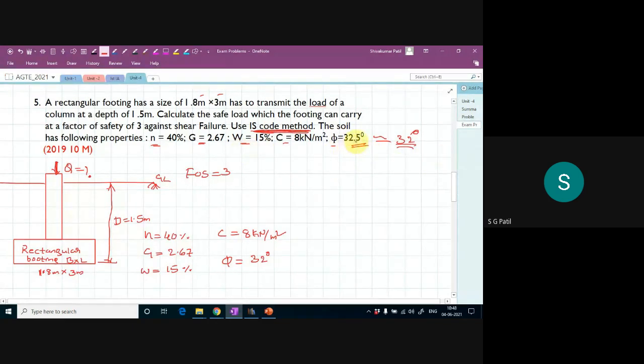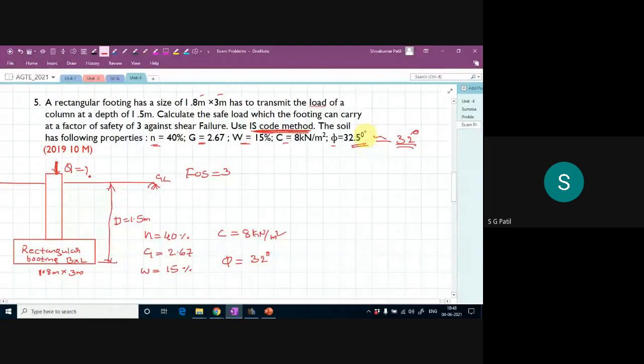Or if you want to be precise, you can use 32.5 degree also. No, there is no need. There is no hard and fast rule. For my convenience, I am assuming it as 32 degree. But if you want to use 32.5 degree, you are free to do so. The answer is not going to change much.